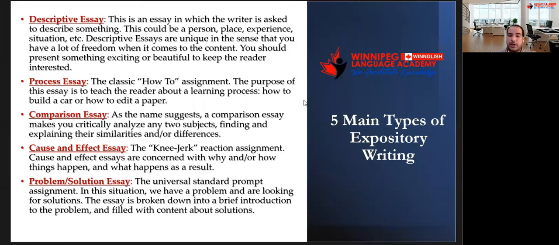Moving to the last type here, and it's the problem solution essay. And this is a universal standard prompt assignment for high school or university students, as we mentioned. In this situation, we have a problem and we're looking at different solutions. And if you remember, some emails or letters could be a problem solving, problem solution email or essay.